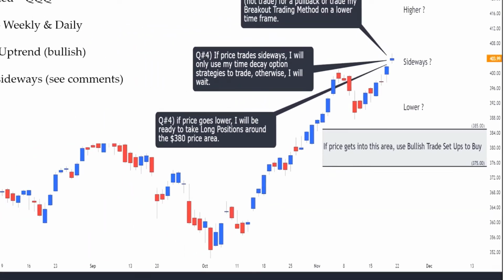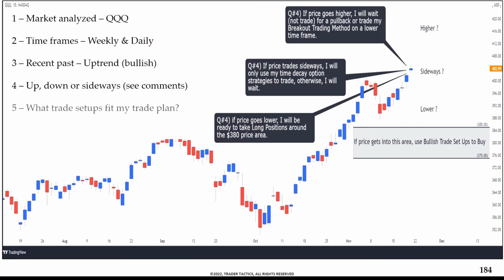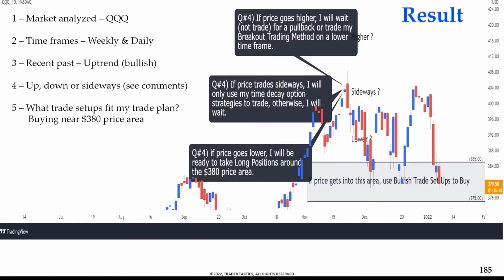All right, so we don't know what's going to happen at the time this all takes place, but we do know that it will either go up or down or sideways. So we want to make sure that it fits our trade plan as well. If price does drop down into that $380 area, will it fit my actual trade setup? Well, I know it will because I know what my trade setup is, and that's what we need to be prepared for. But here's the result.